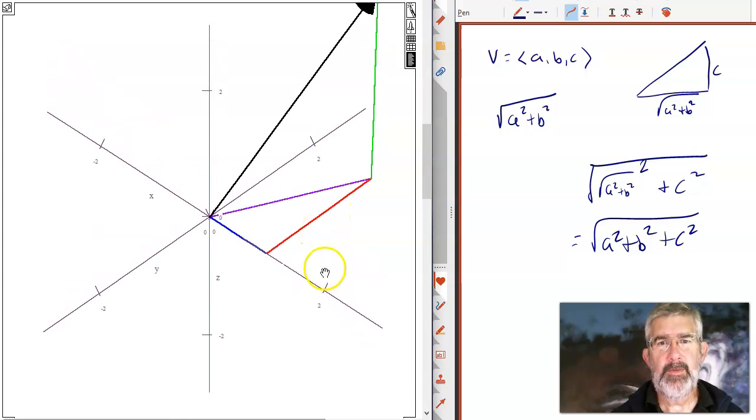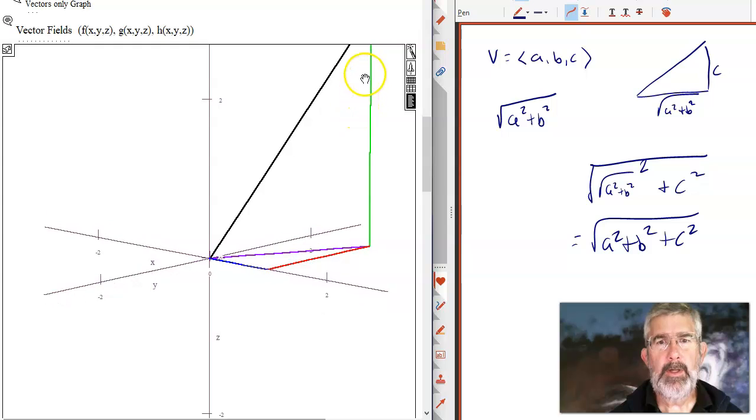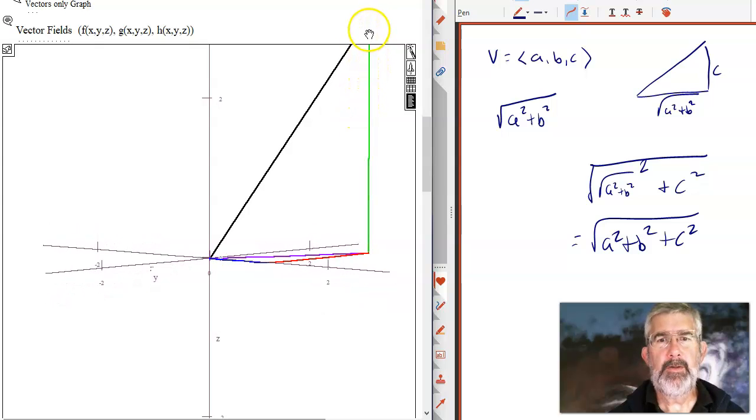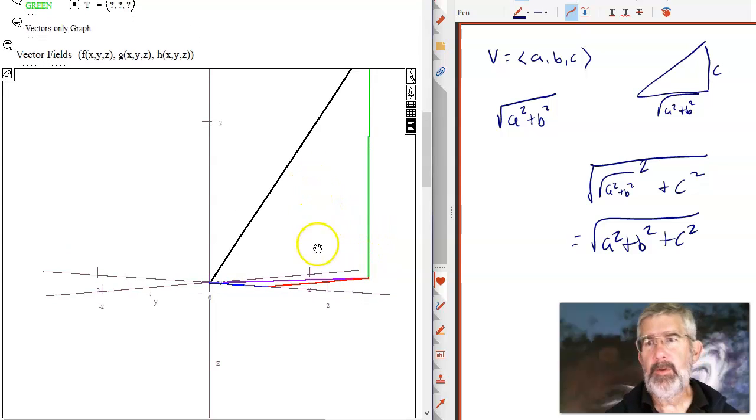I don't know why it wasn't letting me move, but that vertical triangle, you can see, has a right angle right there. Anyway, there you go. There is the length of a vector in R3: the square root of a squared plus b squared plus c squared.